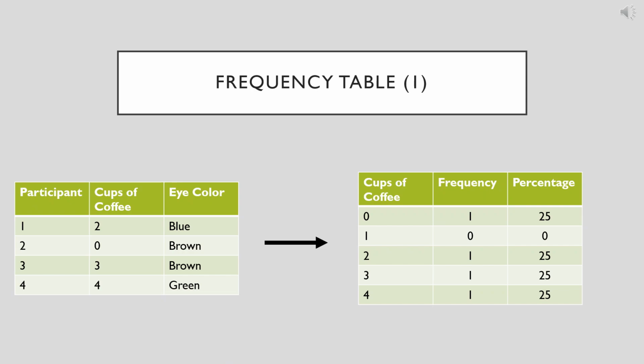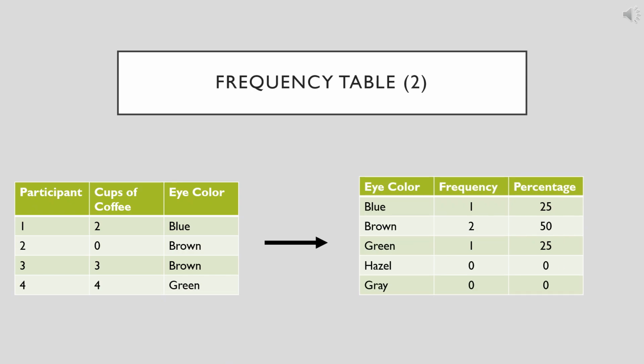Then typically what you see in a frequency table is not only just the frequency, the actual number of participants who obtained that particular score or fell into that particular category. But then also there's a column for percentage of the entire sample.